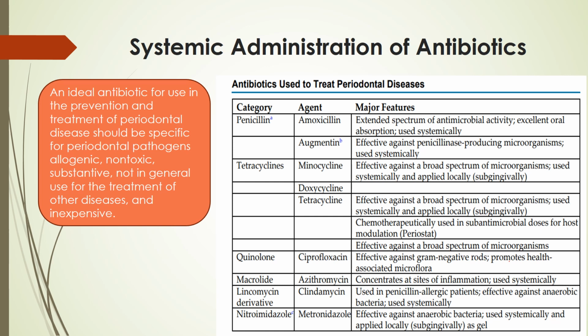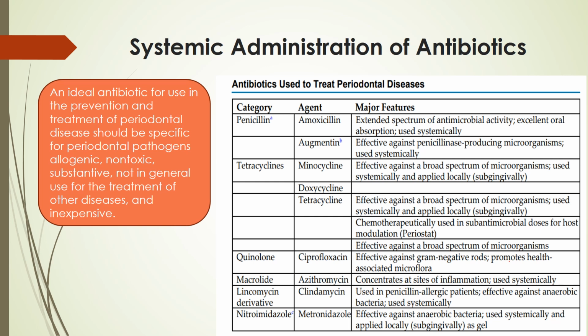Lincomycin derivative, clindamycin, is used in penicillin-allergic patients, is effective against anaerobic bacteria, and is used systemically. And the nitroimidazole group includes metronidazole, effective against anaerobic bacteria, used systemically and applied locally as a gel. Coming to penicillin, the main indication, as we said, is that it is broad spectrum, so it can be used against localized aggressive periodontitis, generalized aggressive periodontitis, and also refractory periodontitis.